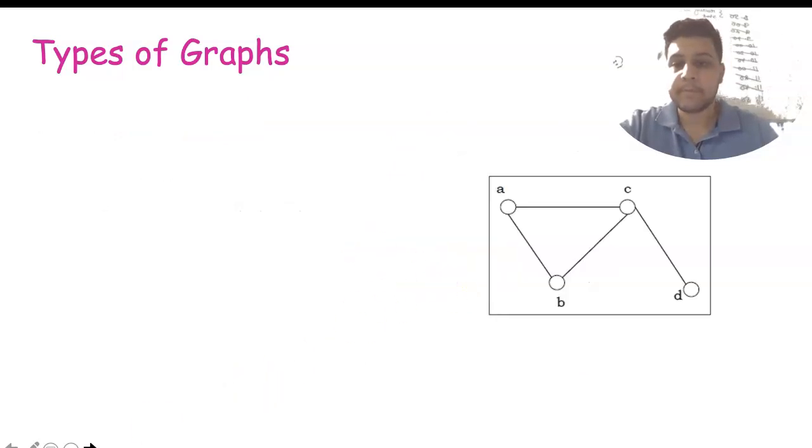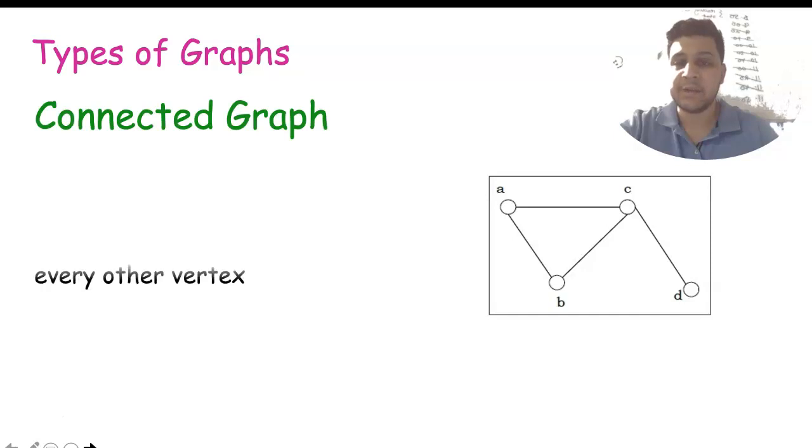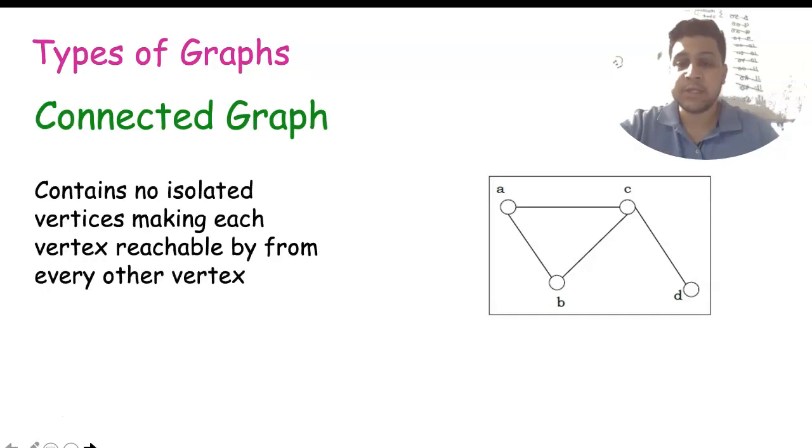The next one we look at is a connected graph. It contains no isolated vertices, making each vertex reachable from each other vertex. If we look at A and D, obviously they're not directly reachable, but they can be reached if we go A, C, D, or A, B, C, D. So there's still a path from each vertex to the other.